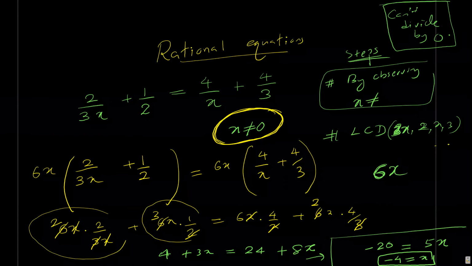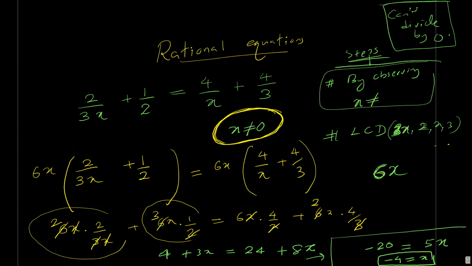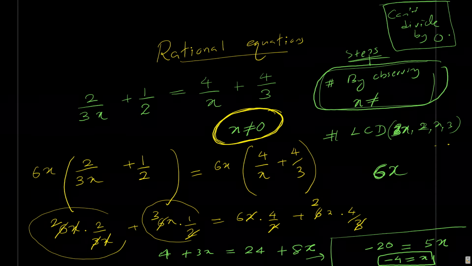Okay, so the steps: just by observing, set your denominator equal to 0, and you can tell x cannot be, x will never be this number. Now you'll understand why this is really important. Let me show you an example. When you see this example, you will understand that.